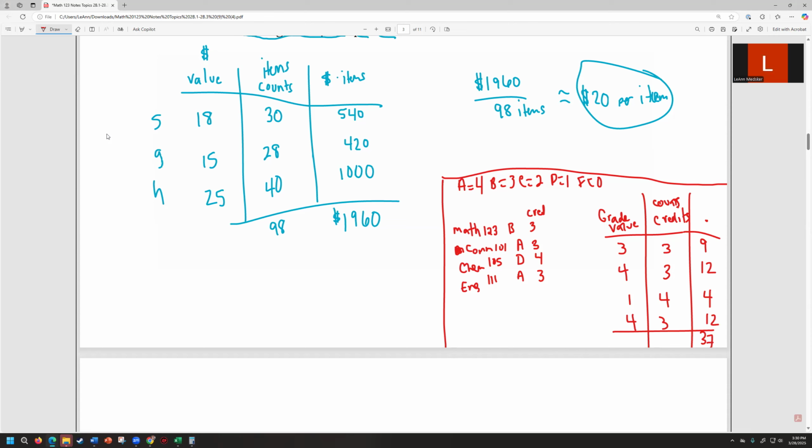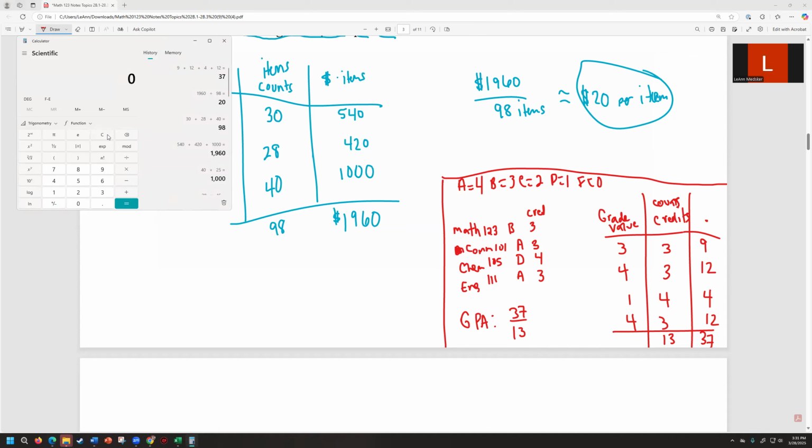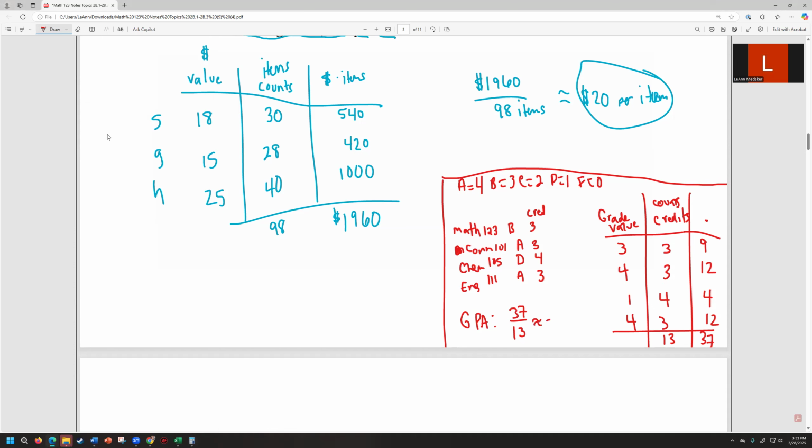Then we need to know how many credits did they take. Well, this is 9 plus 4, so that's 13. So this person's GPA that I made up would be 37 divided by 13. So they earned a total of 37 letter grade values per counts for their credits. And then they took 13 credit hours. They took a full load. So 37 divided by 13, oops, hit times, tells me that their GPA would be about a 2.85.